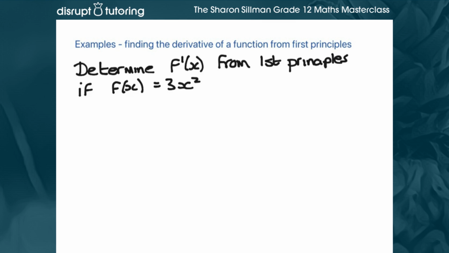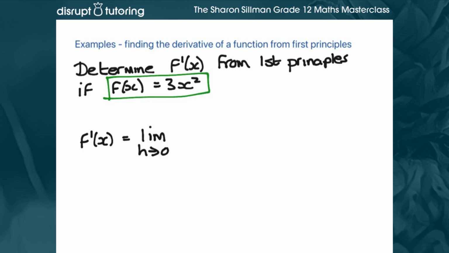We're looking for the derivative of the function, f dash x, from first principles if f of x is equal to 3x squared. So that is our function. We are trying to find the derivative of that function. So we are going to be using the formula, and remember this is on the formula sheet. The limit as h tends to 0 of f of x plus h, subtract f of x, that's our difference in our y values, divided by h, which was the simplified version of the difference in our x values.